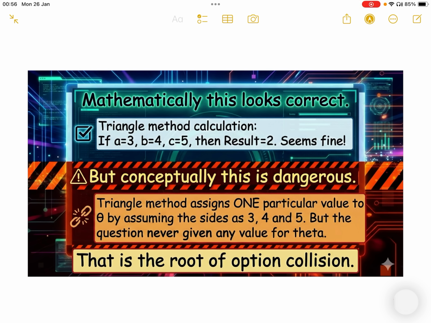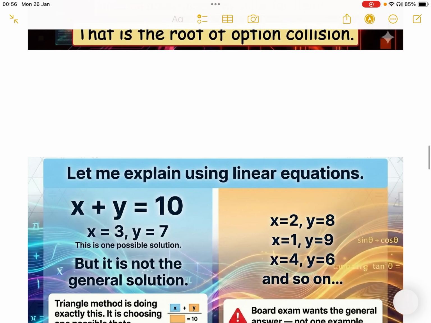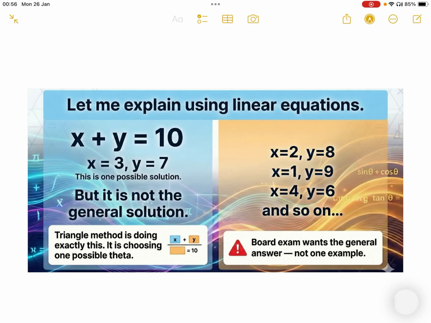So now let me explain a little more easily with the help of a linear equation analogy. Let's say x plus y equals 10. One solution is x equals 3 and y equals 7. But this is not the general solution. It can also be x equals 2 and y equals 8, x equals 1, y equals 9, and the triangle method is doing exactly this. It has chosen only one possible theta. Board exam never wants one example, it wants a general solution.